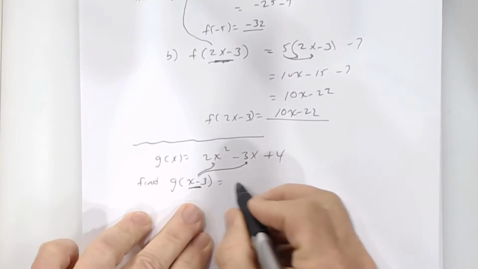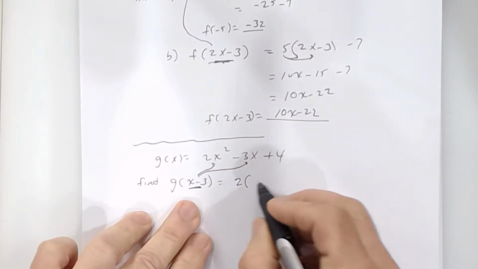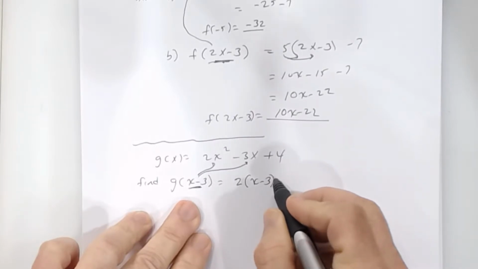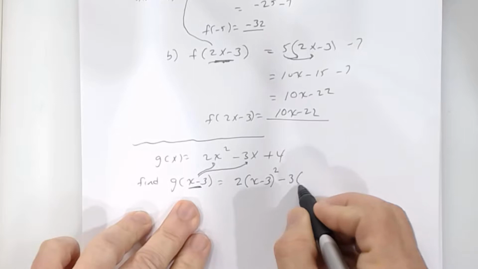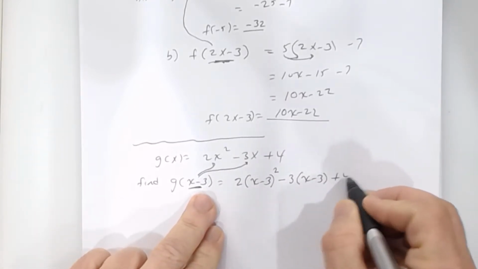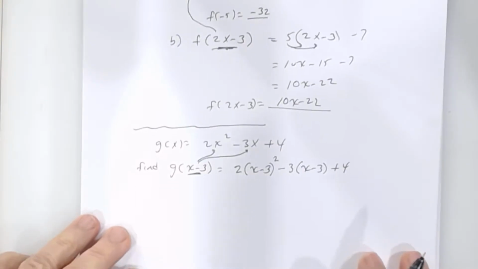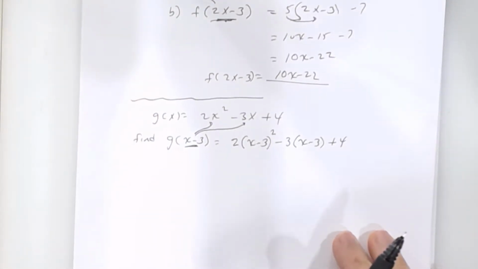And so this becomes 2 times x, and what do I substitute to x? In parentheses, and what do I do to that x minus 3? Squaring it. Minus 3 times x, what do I substitute? All right, in parentheses, and then plus 4. And now I've got to simplify all this.